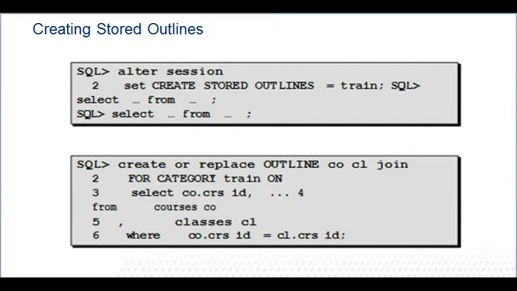Create_stored_outlines parameter. Oracle creates stored outlines automatically for all executed SQL statements when we set create_stored_outlines to true or to a category name. When set to true, the default category is used. We can deactivate the process by setting the parameter to false. When this parameter is used, the outline names are also generated automatically. Create outline command. We can also create a stored outline for a specific statement by using the create outline command. One advantage of this approach is that we can specify a name for the stored outline.